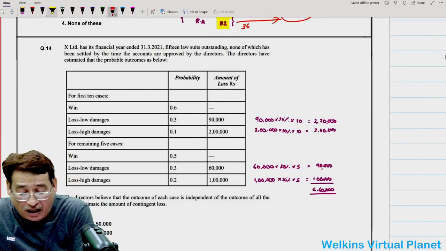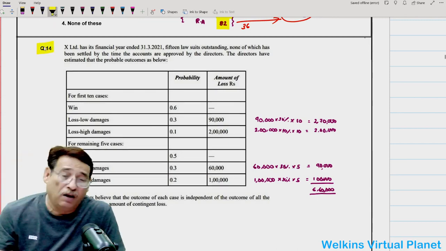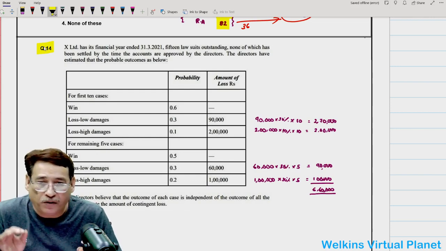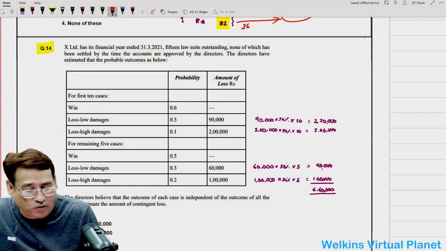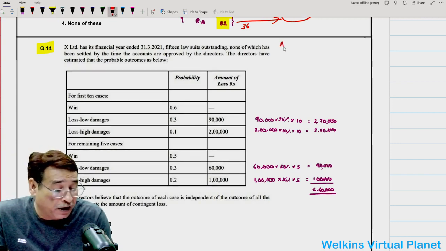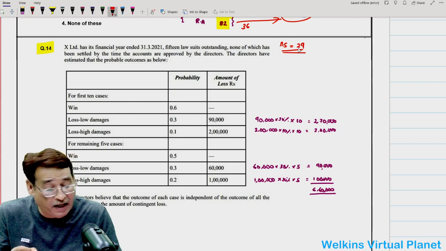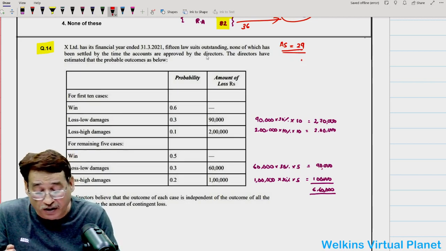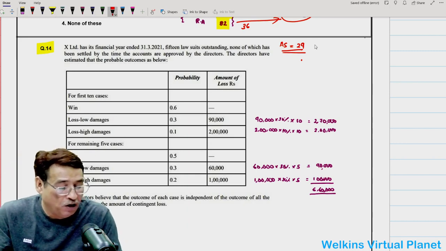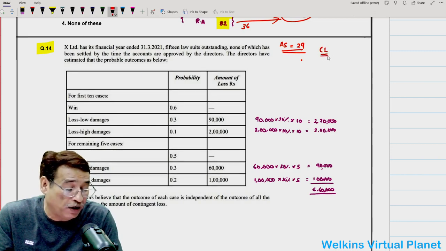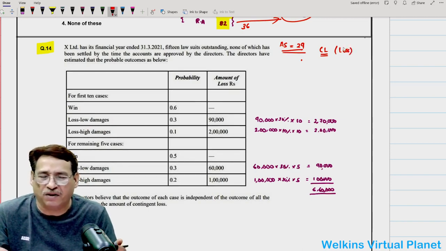Next question, 14. I must admit it's a tricky question, but not a tough one. Indirectly, the theme of AS 29 or Ind AS 37, however this question is in the light of AS 29, correct? The theme of AS 29 in simple words is that you have to make provision. Actually, question is asking, director believed at outcome of this, estimate the amount of contingent loss. Question is simply asking us to compute the amount of contingent liability, and contingent liability itself is a sort of loss, you can say, in this case, correct?